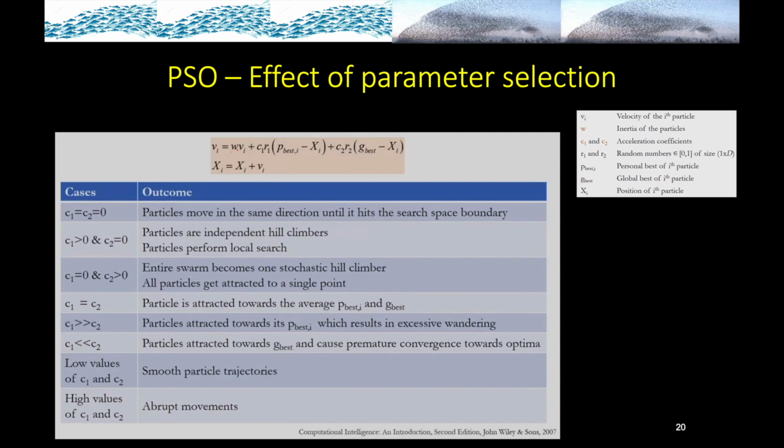If you choose very low values of C1 and C2, then it will produce very smooth particle trajectories and slow movement, and proper movement towards the global optima and towards the personal optima as well. And finally, if you choose really high values of C1 and C2, you'll observe very abrupt movements in the algorithm. So keeping this in mind, one observes that the values of C1 and C2 will affect the behavior and how the convergence happens for PSO.